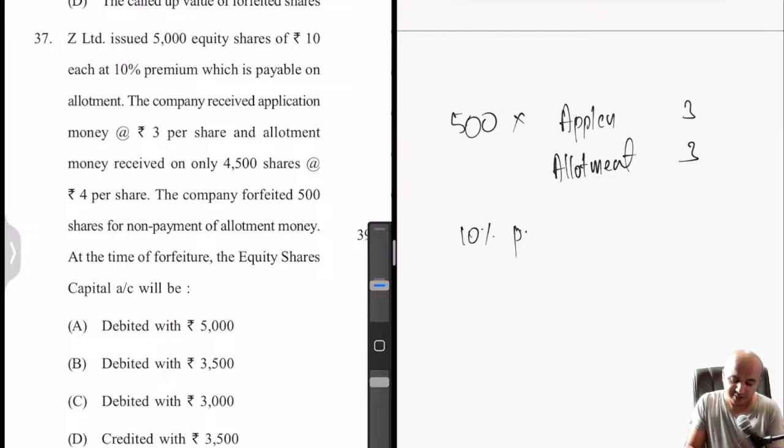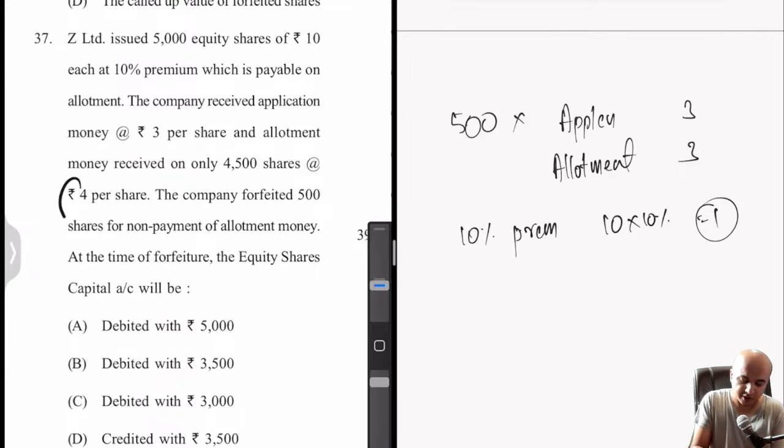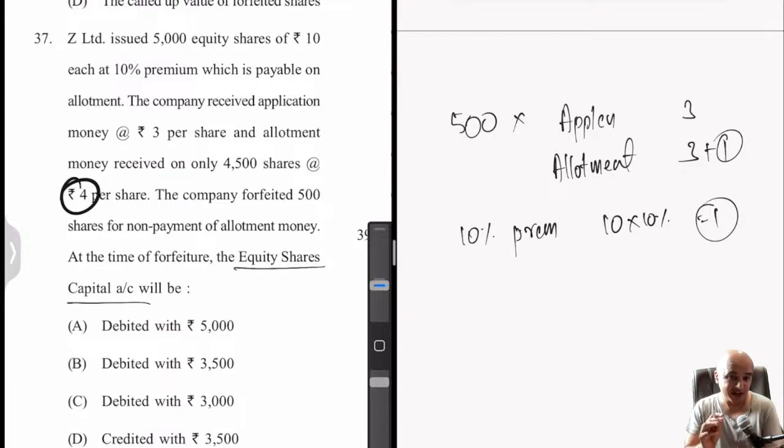10% premium means on 10 rupees, if you calculate 10%, you will get 1 rupee. So if the allotment money according to the problem is 4, it is 3 plus 1, 4. So we are not worried about the premium part here because the question is very simple. At the time of forfeiture, the equity share capital account will be dash. So we are not worried about the securities premium account.